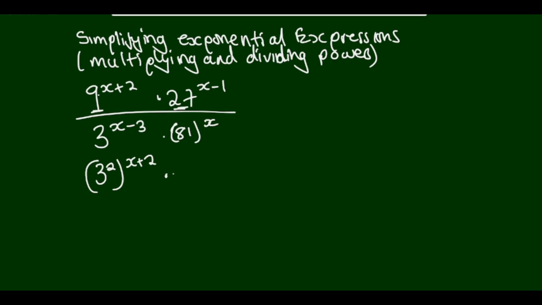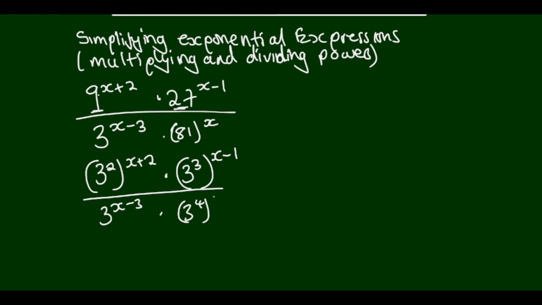plus 2 here, and then 27 is what? Is 3 cubed, so we have 3 cubed, and then our exponent is still x minus 1, over, and then we have 3 to the power x minus 3, and then 81 is 3 to the power 4, like that. Okay, right. And then what do we do?